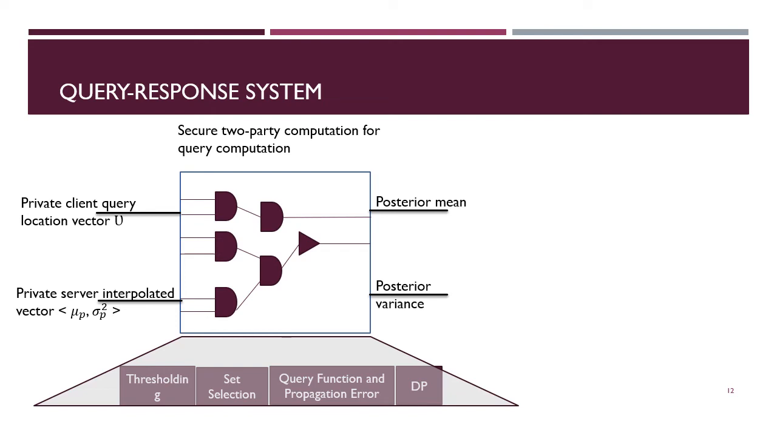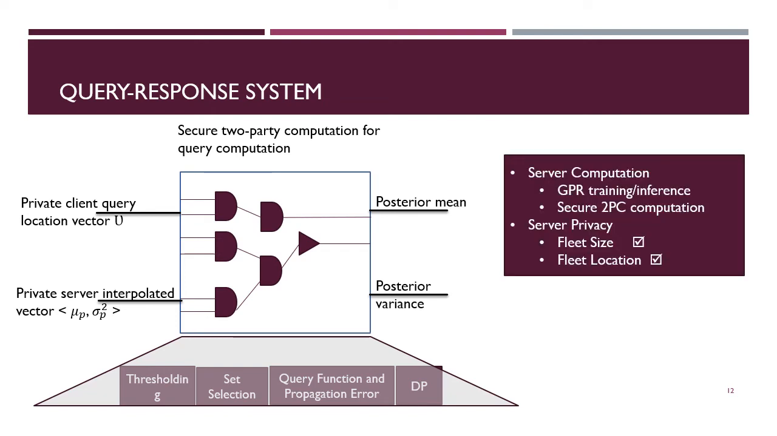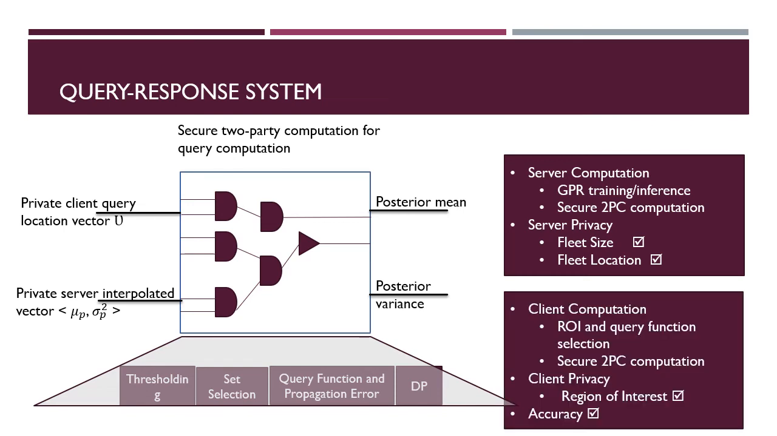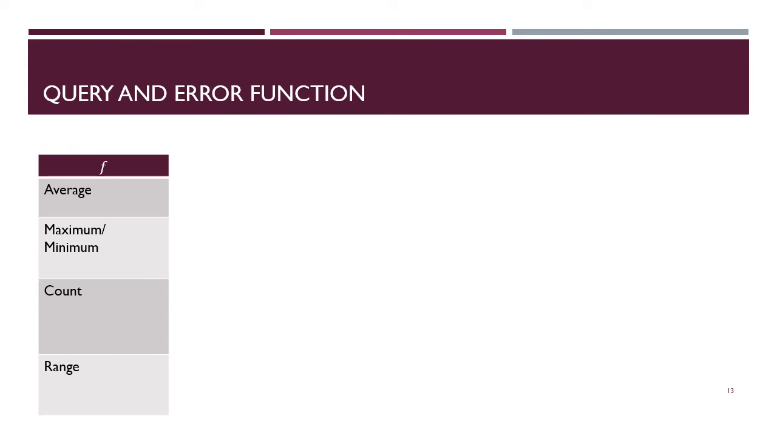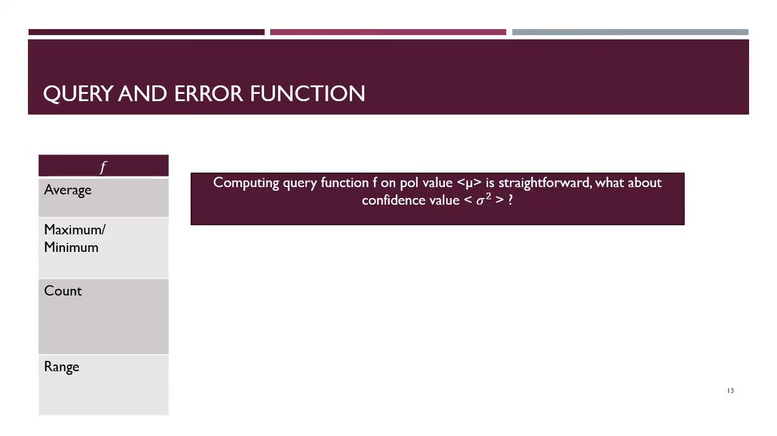As 2PC is compute heavy, we need to examine the cost of communication and computation of our query response system for different supported queries. In our query response system, we handle a number of query functions such as average, minimum, count, range. Computing the query function for the solution value, or the posterior mean value, is straightforward. But what about the posterior variance? How do we compute that?